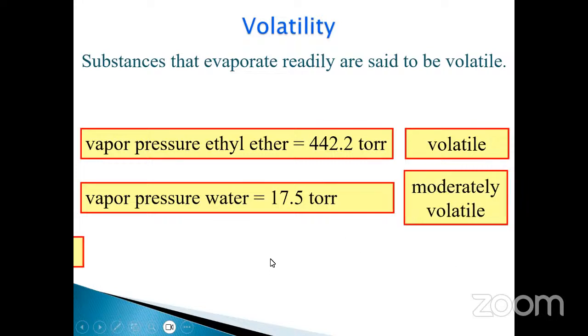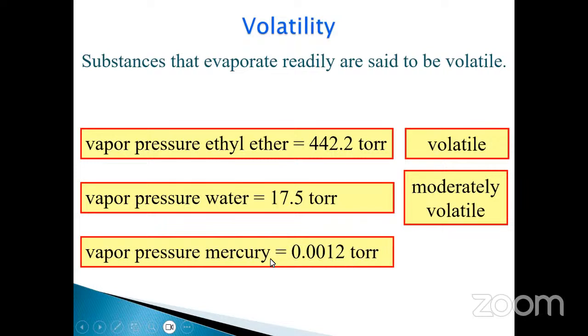And then to the other extreme, if you take mercury, for example, which is a liquid, its vapor pressure is very low, right? So for most intents and purposes, we consider the vapor pressure of mercury to be 0, right?